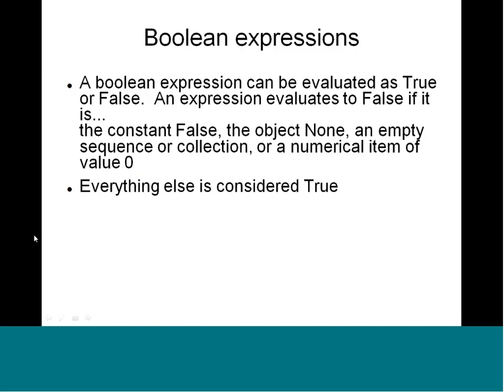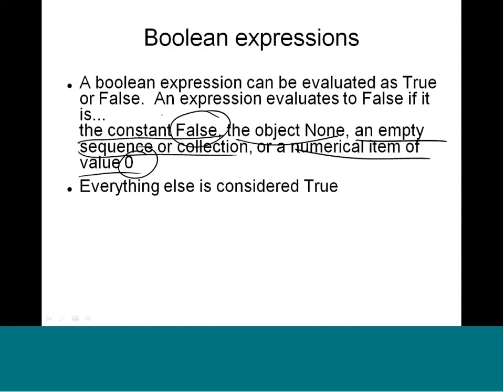A boolean expression is an expression which can be evaluated into True or False. The expression evaluates to False in different cases. One is the constant False, the object None, an empty sequence or a collection, or the numerical item of value 0. Think of this as the primary one.